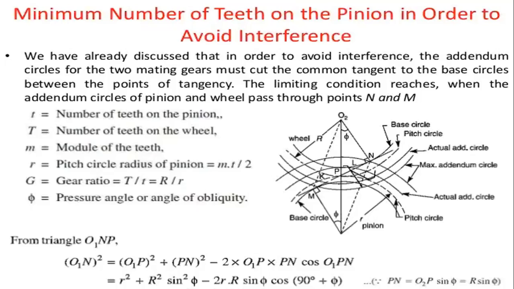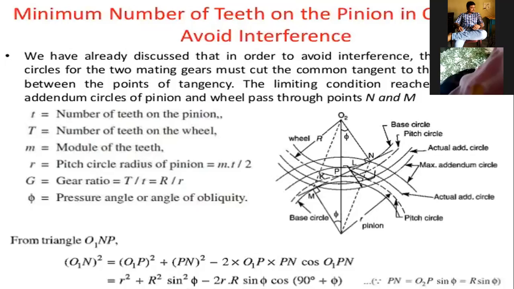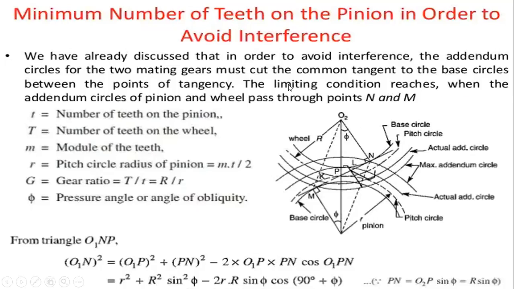Then the limiting condition is reached. When the limiting condition is reached, the addendum circle of the pinion must pass through the N and M points, that is the tangential points. Here we are going to take the same notations as discussed in the previous one: small t as the number of teeth on the pinion, capital T as the number of teeth on the wheel.